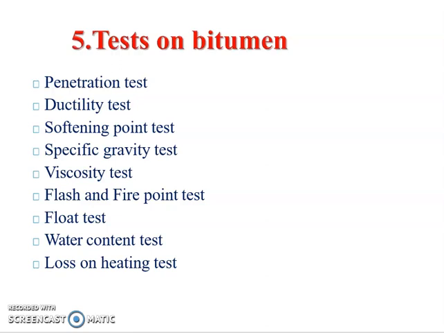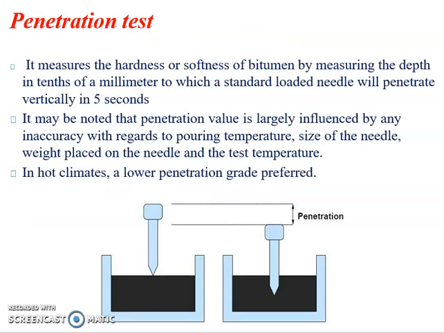Next we continue Unit 4 Test on bitumen. Various tests are conducted for bitumen like penetration test, ductility test, softening point test, specific gravity test, viscosity test, flash and fire point test, flow test, water content test, loss on heating test. First one is penetration test.